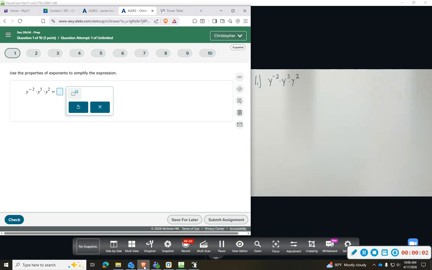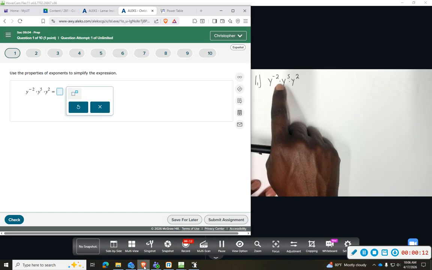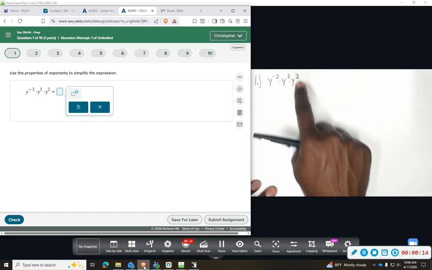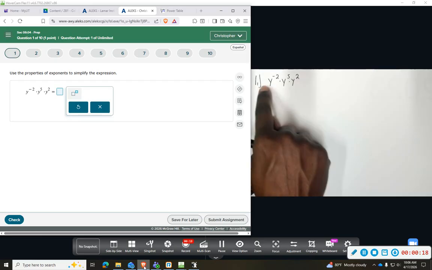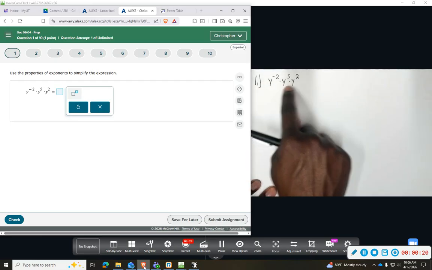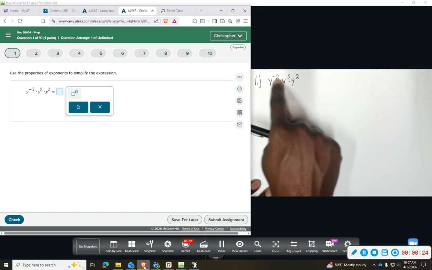All right, today we're looking at section 9.4 prep, getting ready for properties of logarithms. The first problem we have is y to the negative second power times y to the fifth times y to the second. The property of exponents says if the base is the same, which is the bottom, which in this case is the y, then when you're multiplying those, you're going to add the exponents.